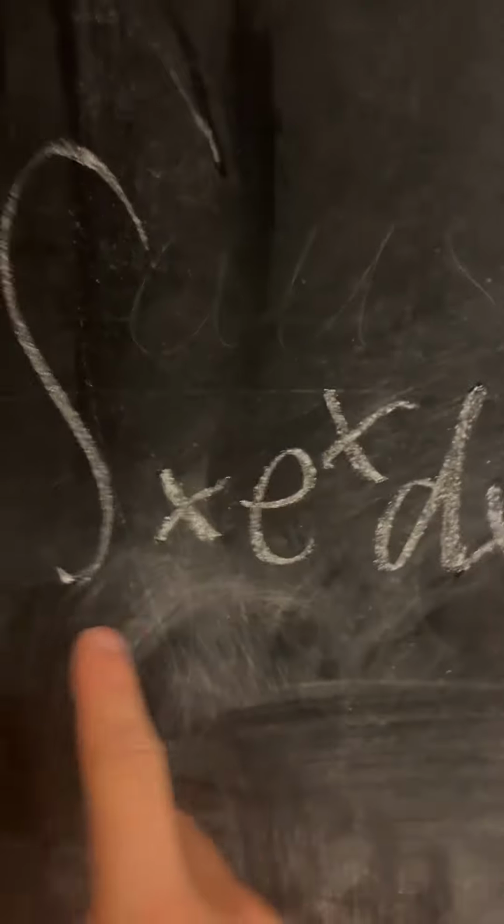Integration by parts in under a minute. Let's go! Imagine you had this integral, x e to the x dx. How might you go about solving this?